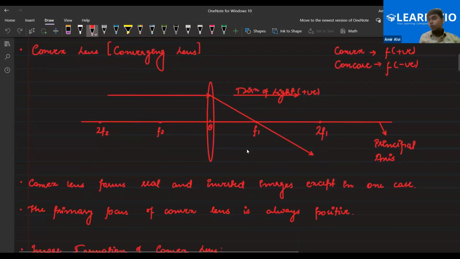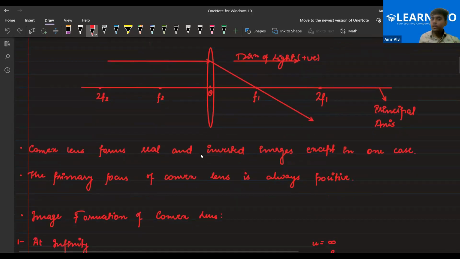Okay. And the focal length, as I have told you, since the word convex is used, it would be positive. And the convex lens only produces one virtual image. Otherwise, the convex lens produces real and inverted images. Is this clear to all of you?